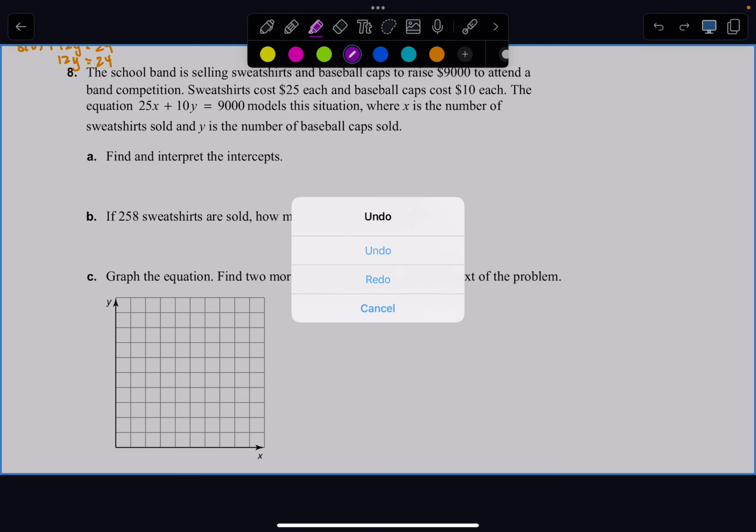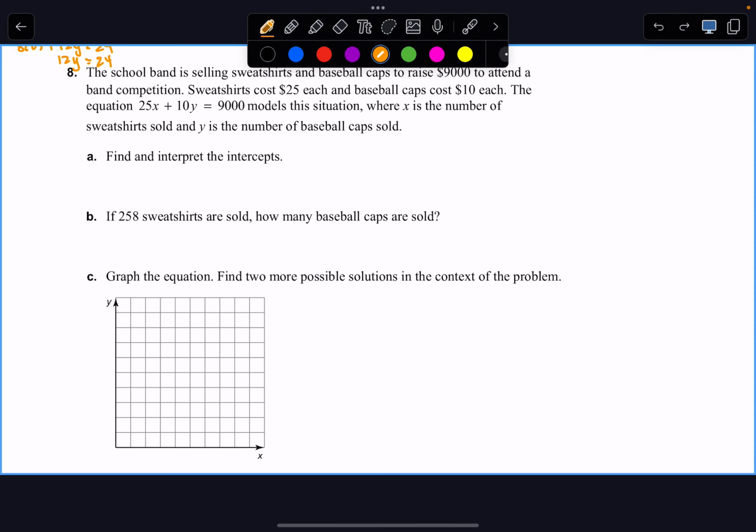Okay. So Joey grabbed a calculator. He's going to help us out. If we find our x-intercept, that means we're going to do what? Put what in for what? We're going to put 0 for y. Okay, so our x-intercept, 25x plus 10 times 0 equals 9,000. So poof, that's gone. And what is 9,000 divided by 25? It is 360.